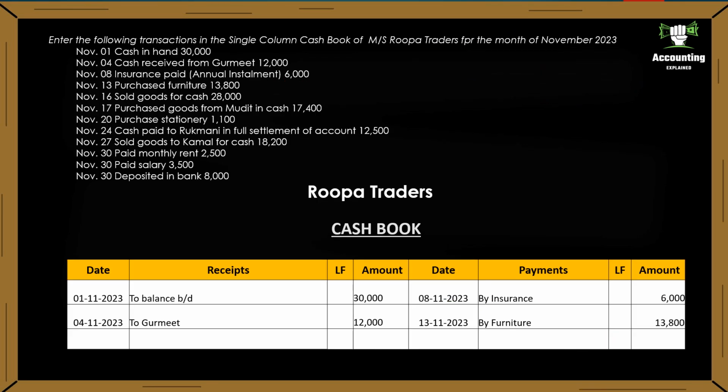Next transaction is purchased furniture rupees 13,800 on November 13th. Purchase of furniture again is a payment, so it has to come on the payment side on 13/11/2023. Payment starts with 'By'. By furniture 13,800. Journal entry for buying furniture: furniture is an asset, right? So when you purchase an asset, you have to debit it. Furniture account debit. You purchased it with cash, so to cash is the entry.